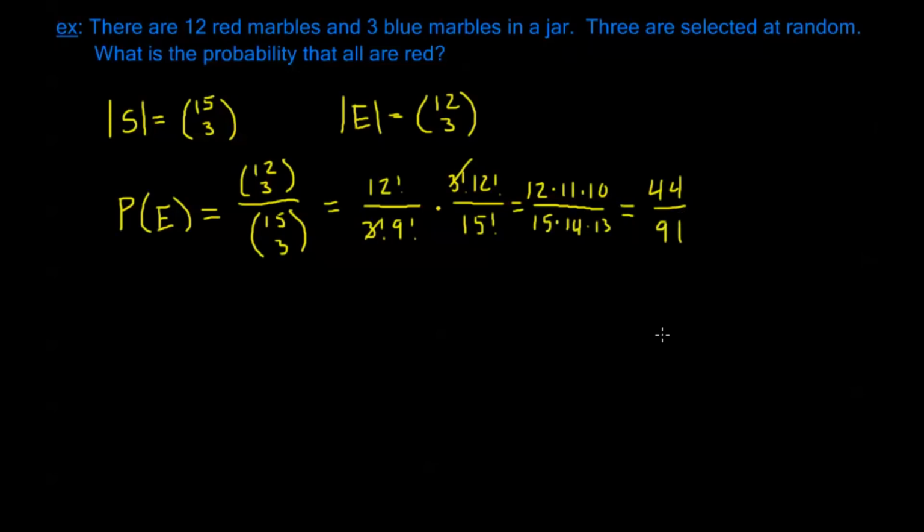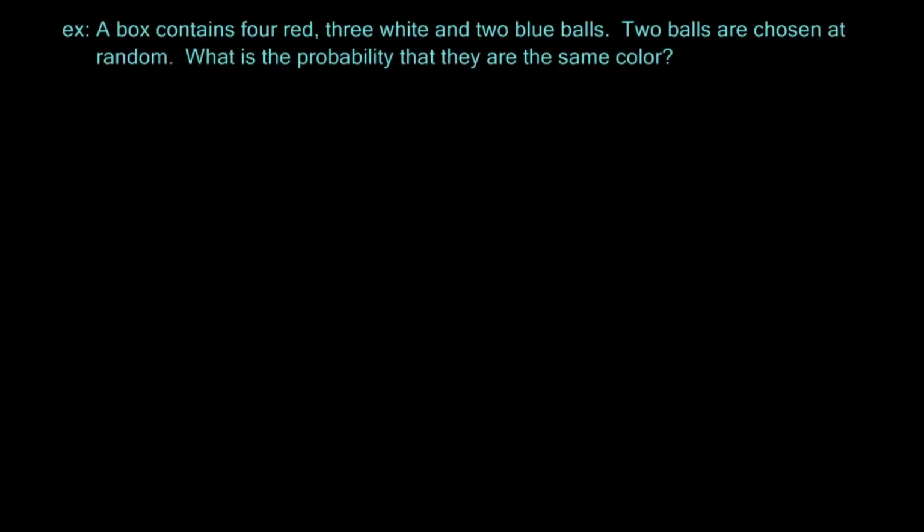Okay, so a simple warm-up problem, give us an idea of what we're doing. We're going to be using all of our knowledge of the binomial coefficient, or this combination function, in order to do these more complicated probability problems. So let's take another look at a marble problem. A box contains 4 red, 3 white, and 2 blue balls. 2 balls are chosen at random. What is the probability that they are the same color? So not the probability that they're both red this time, but the probability that they're both the exact same color.